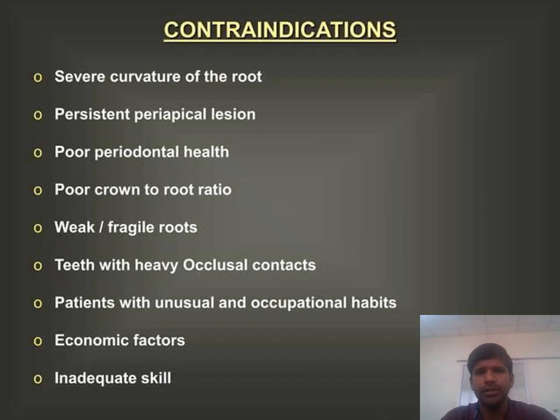Coming to the contraindications, it may be due to severe curvature of the tooth, we cannot give such posts. Maybe due to a persistent periapical lesion, we may not give a post and add additional load to the tooth structure. And in case of poor periodontal health or poor crown root ratio or weak or fragile roots, and in case where teeth with heavy occlusal contacts are seen, and in case of patients with unusual and occupational habits, and in cases of economical factors of the patient, and in case of inadequate skill.